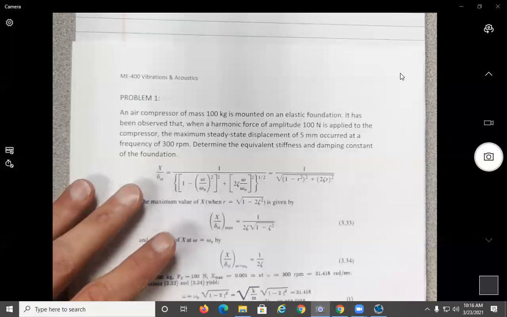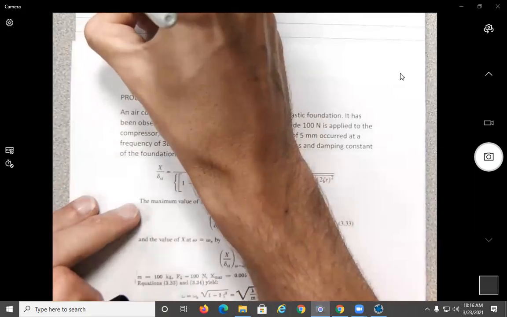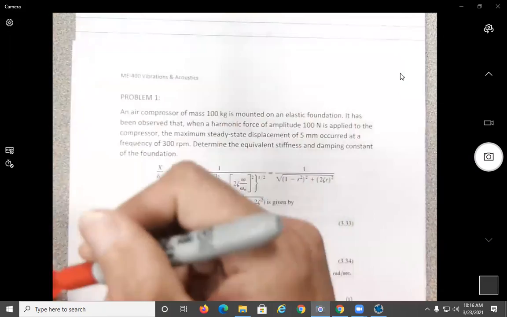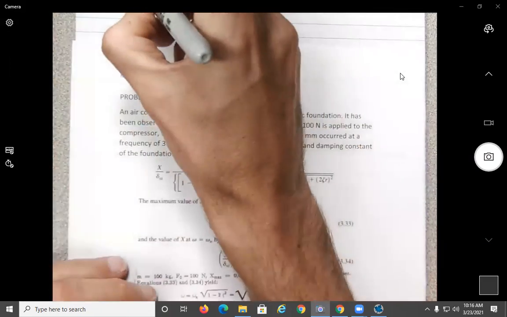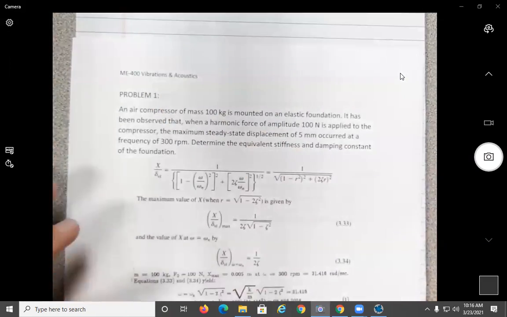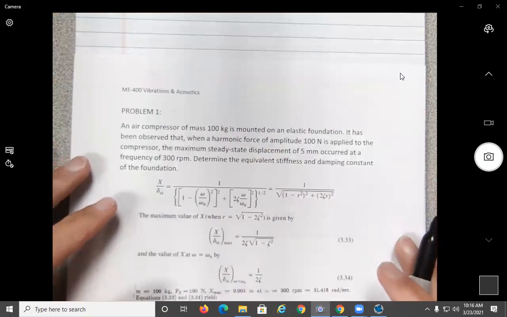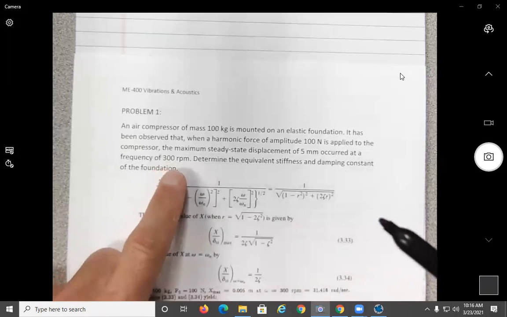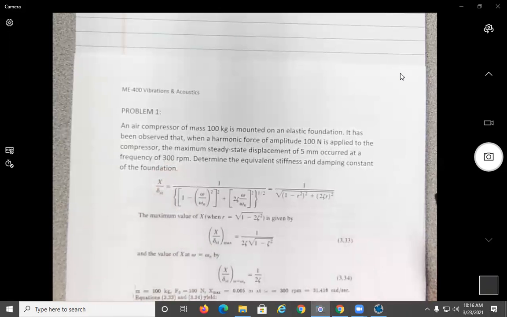All right, so now let's look at problem 1 out of the homework. So this is an air compressor of mass 100 kilograms mounted on an elastic foundation. It has been observed that when a harmonic force of amplitude 100 newtons is applied to the compressor, the maximum steady state displacement is 5 millimeters, occurring at a frequency of 300 RPM. This is why I have RPM in my memory, because I remember reading RPMs. Determine the equivalent stiffness and damping.